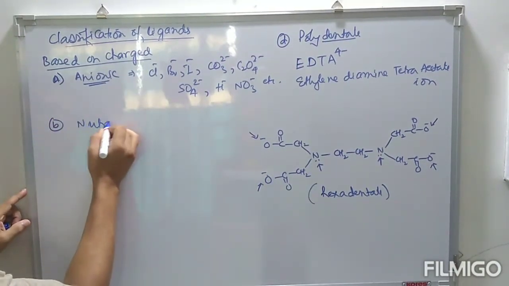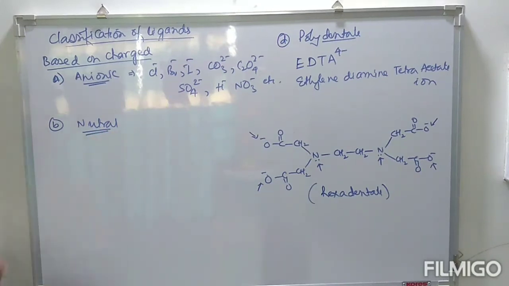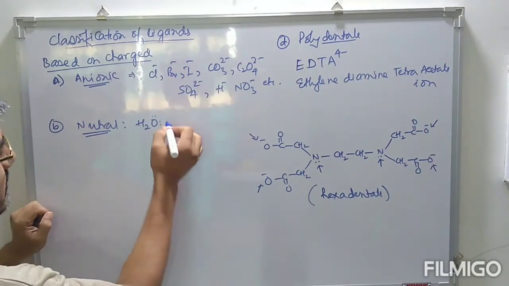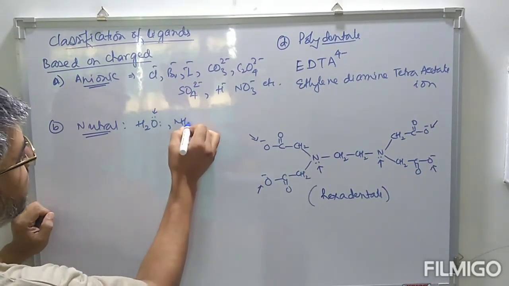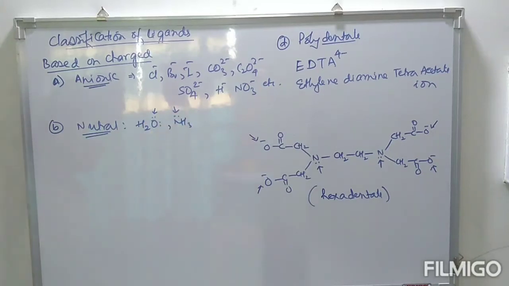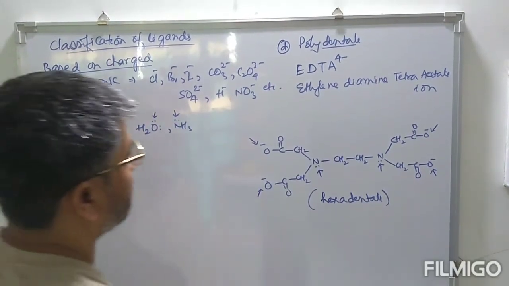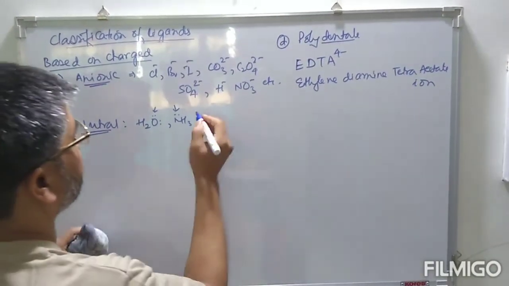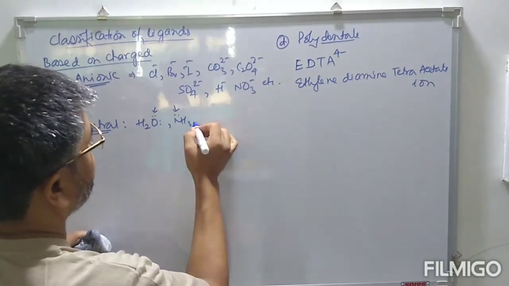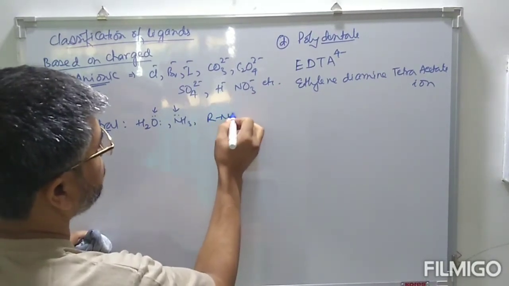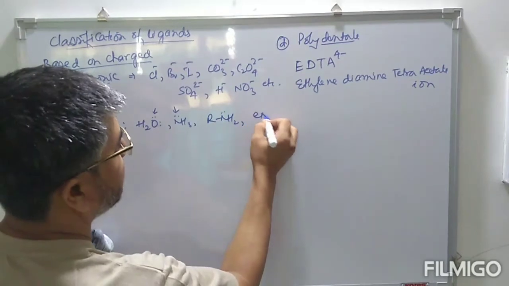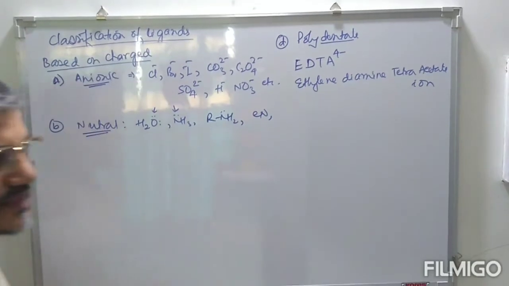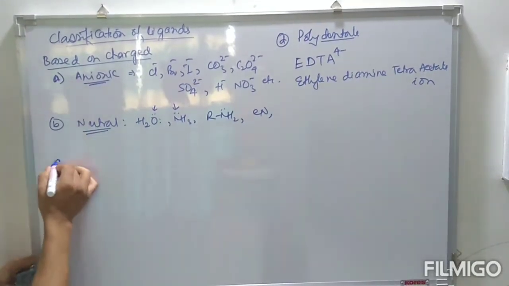Or we may have neutral ligands, neutral molecules, like we have looked at H2O, where oxygen is acting as a ligating site. We have NH3, ammonia acting as a ligating site. We have RNH2, primary amine. We can have ethylenediamine, etc. These are neutral ligating species, so neutral ligands.